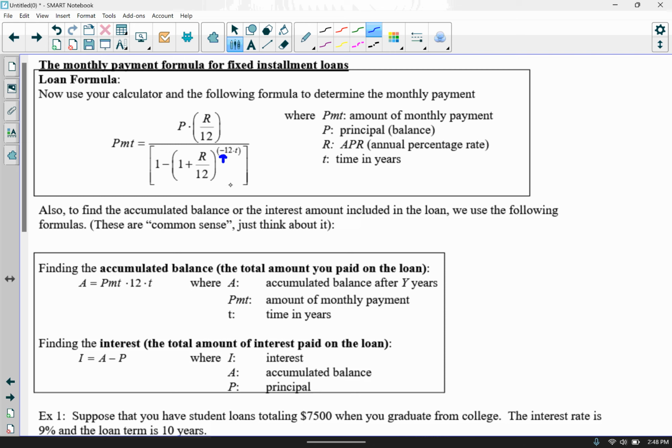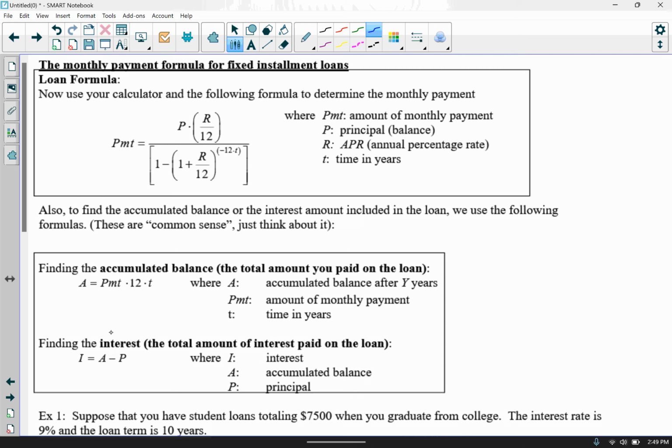And then down below, if you want to figure out the accumulated amount that you end up paying over the life of your loan, that's equal to your payment times 12 times T, the number of years that you took out that loan. Then you can figure out the total amount of interest that you ended up paying on that loan. That would be the total amount that you paid minus the original cost of the loan itself.